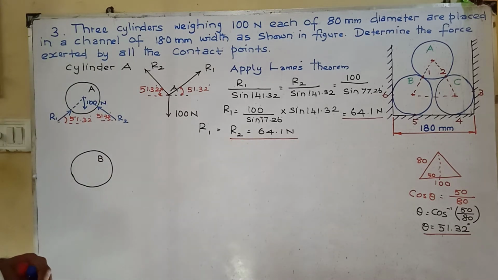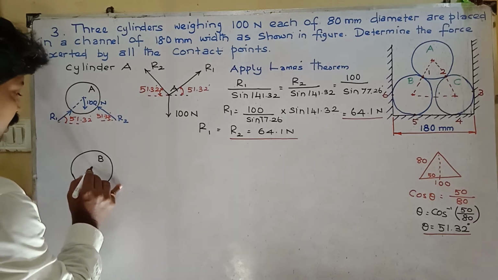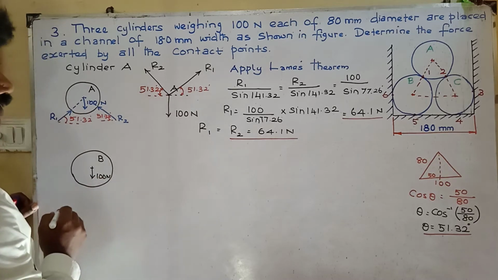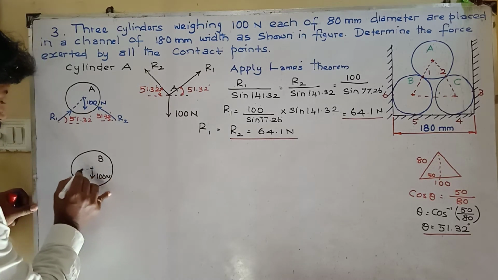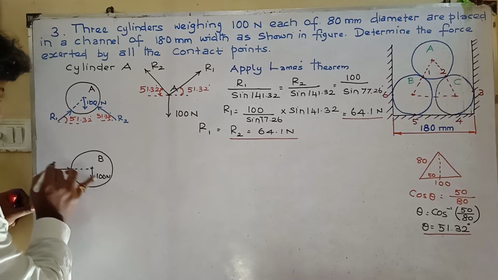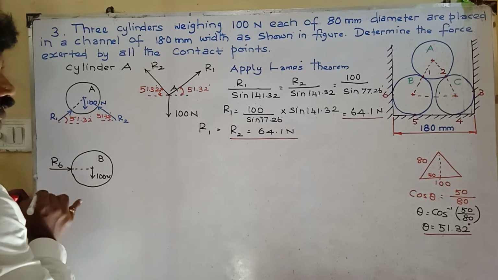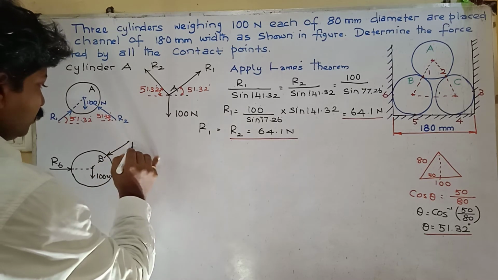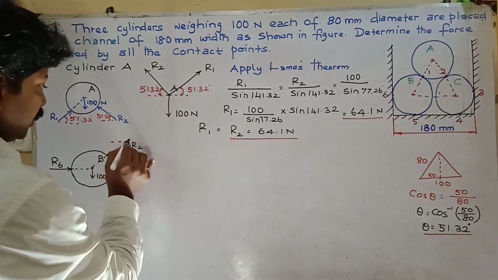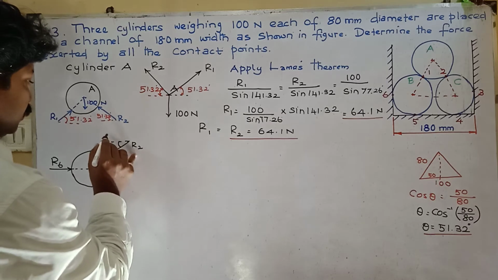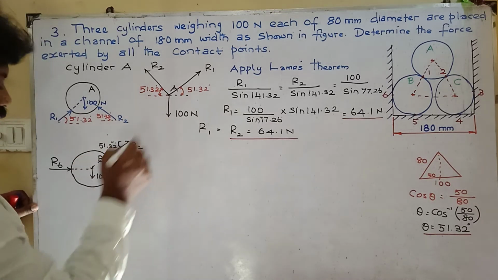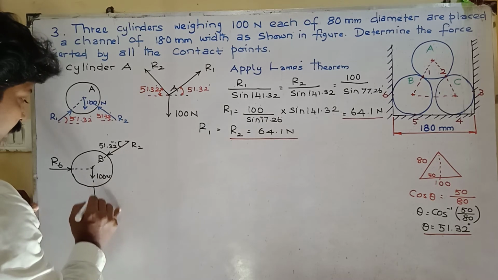In cylinder B, the weight of the cylinder is the same, 100 Newton. Reaction at 6, R6, reaction at 2, R2, with the horizontal inclination 51.32 degree, and reaction at 5, R5.